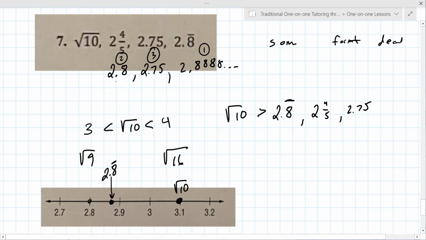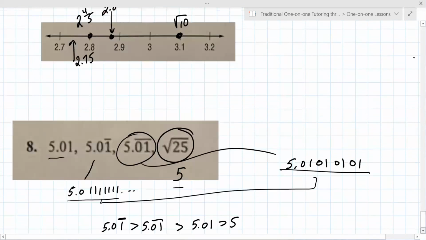2 and 4/5 is exactly 2.8. And then 2.75, it's right in the middle there. All right. Got it. Okay, so let's graph the next one here.